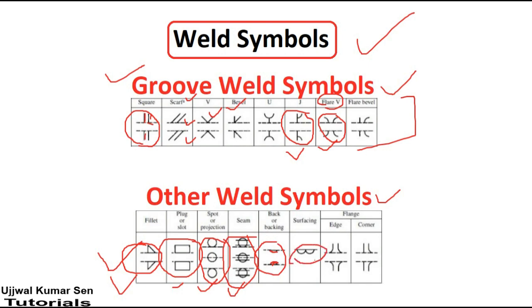This one is for surfacing. And for flange, there are two types: one is edge, another one is corner. In the case of corner, you will see there is a corner here, right? In the case of edge, there are basically two corners. In the case of corner, only one corner is there. Got it? So guys, this is all about weld symbols.